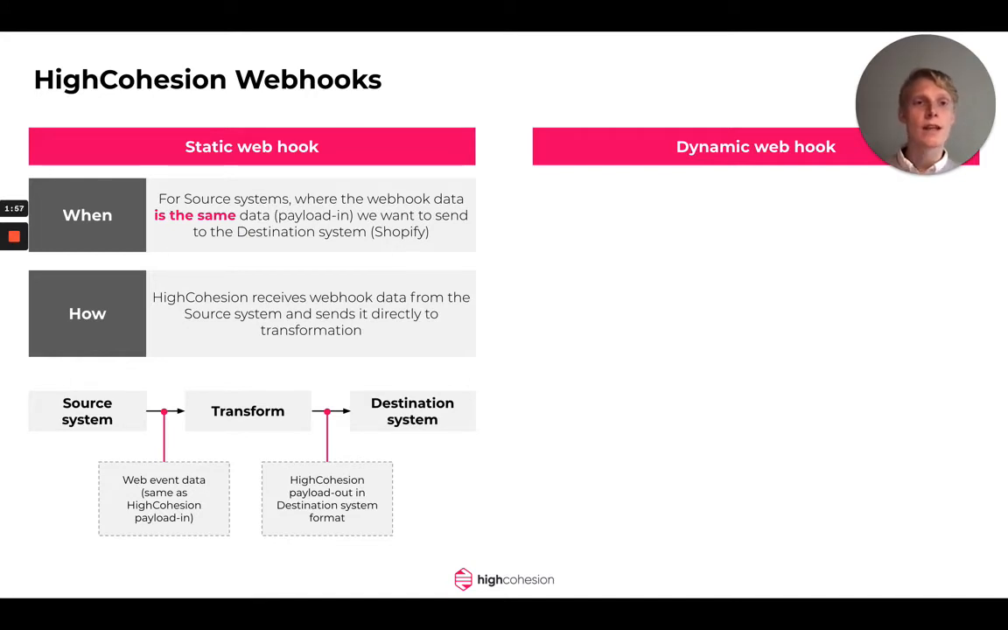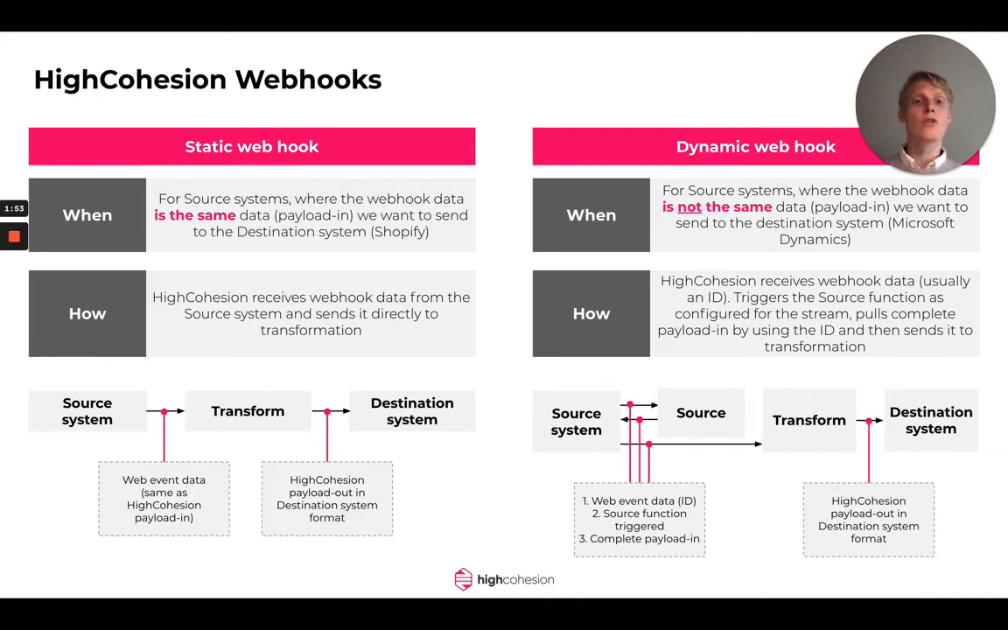So then let's take a closer look at the dynamic webhook instead. We would use dynamic webhooks for source systems where the webhook data is not the same as the data that we want to send to the destination system. One example of this is Microsoft Dynamics. So how does it work in HighCohesion then?